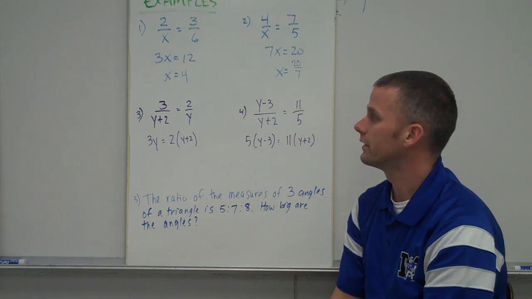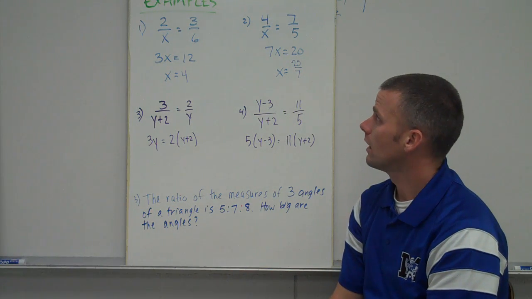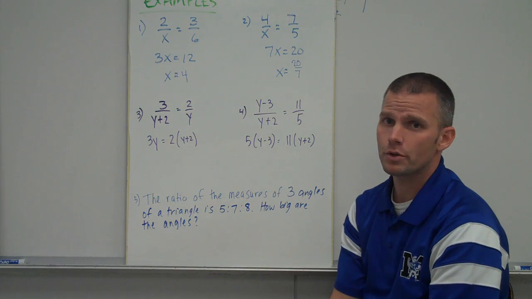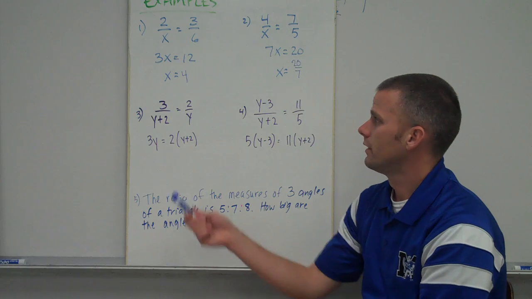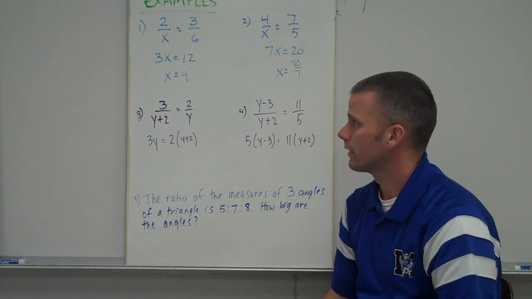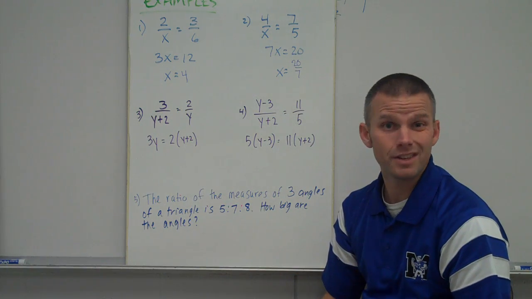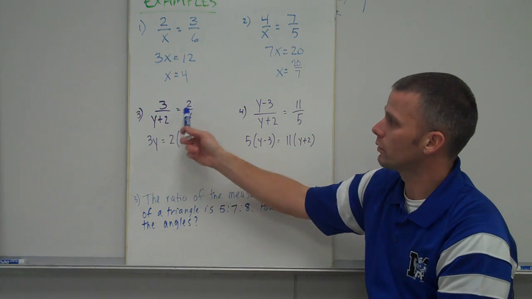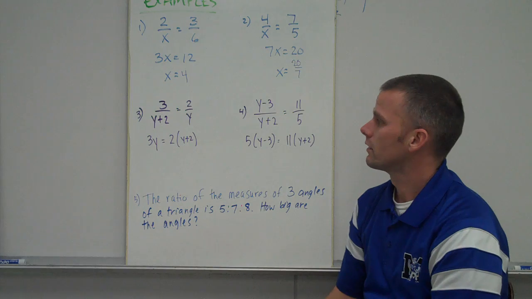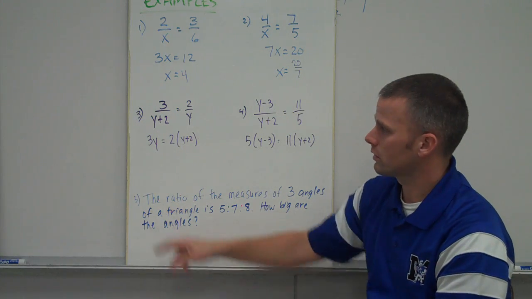That's just fine. So those are the basic types of proportions you're going to see, where you just have a variable by itself in one of the fractions. In problem 3 here, we start adding some variables, changing things into expressions. 3 divided by y plus 2 equals 2 divided by y. So again, same process, we cross multiply.